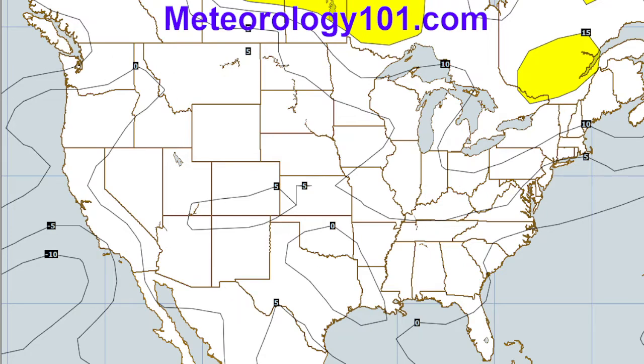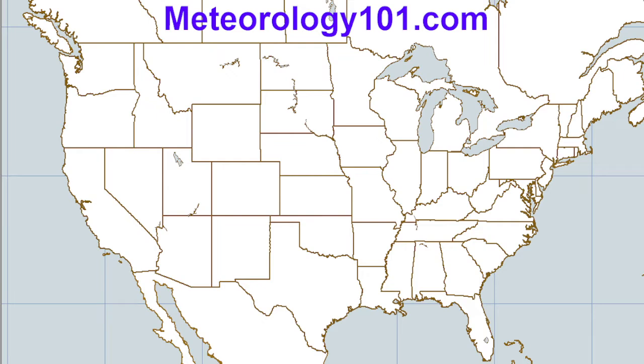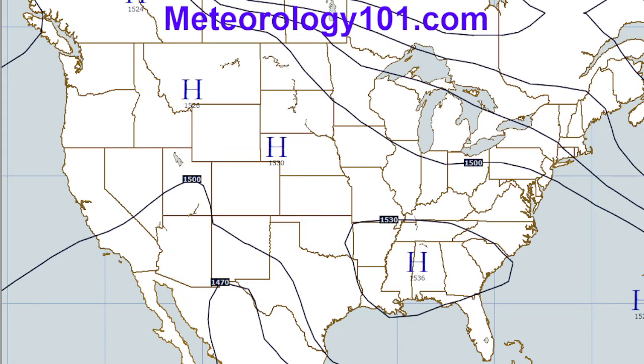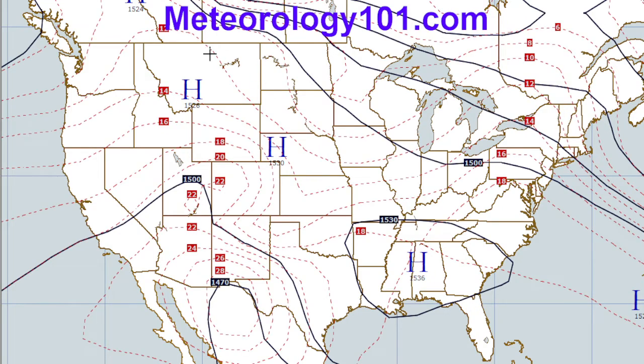If we pull an 850 real quick, that's about 5,000 feet. Pull that chart real quick. So we've got the high pressure dominating at 5,000 feet in the southeast. That's where it's pretty much clear skies. Got that warm core low down over Mexico. You can see that with the isotherms.